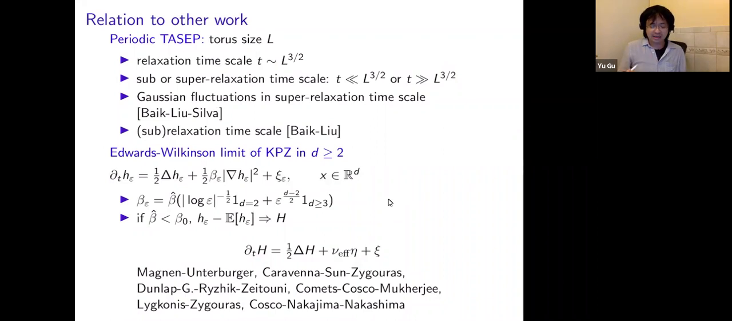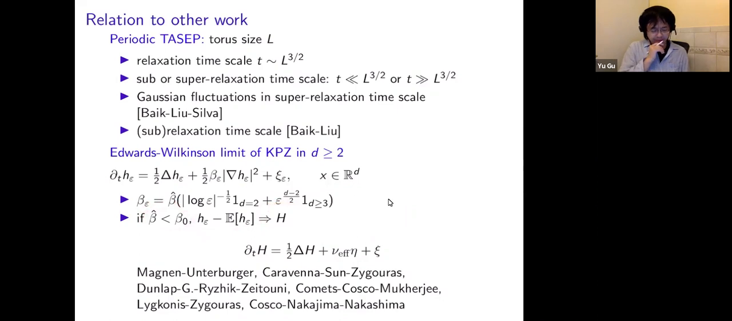So the solution is pretty explicit. It's just the heat kernel convolved with the noise. So it's a Gaussian limit. So here you also have the fluctuation of the KPZ converging to some Gaussian limits in this weak disorder region.